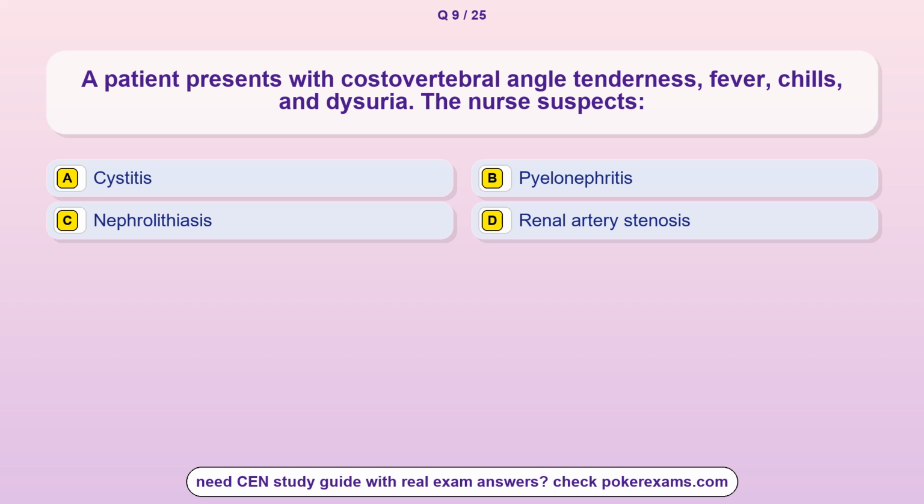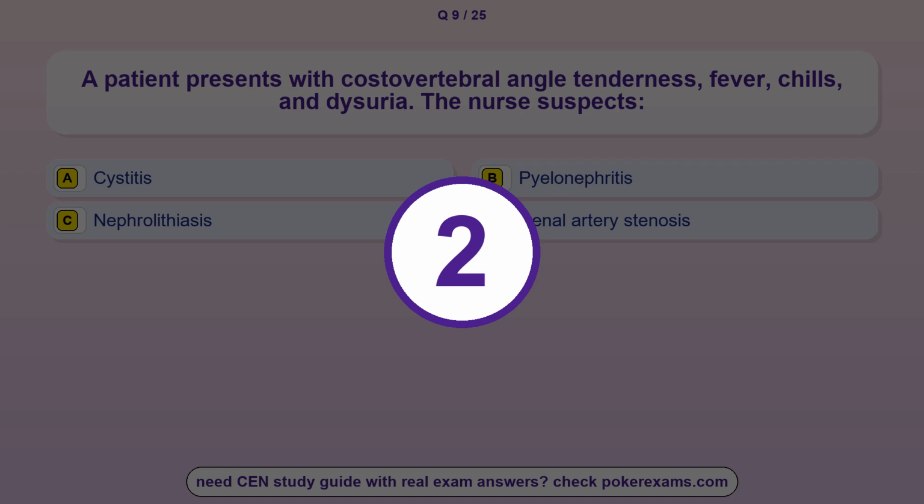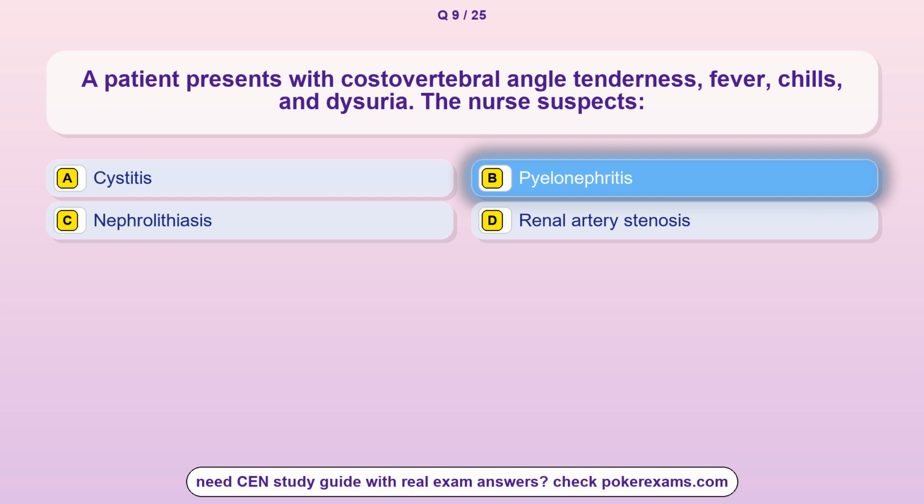Question 9. A patient presents with costovertebral angle tenderness, fever, chills, and dysuria. The nurse suspects: Option A, cystitis. Option B, pyelonephritis. Option C, nephrolithiasis. Option D, renal artery stenosis. The correct answer is option B, pyelonephritis.